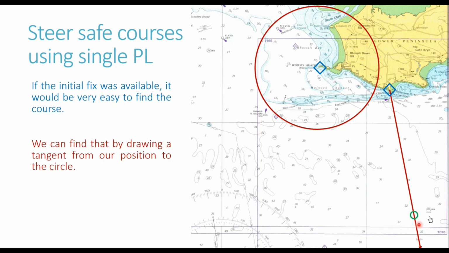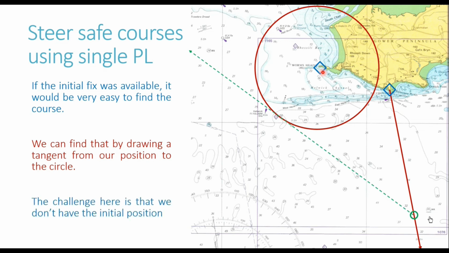Let's assume we are given an initial fix. You can see the position marked here on the chart. We are given an initial position. Now, if you want to pass a certain safe distance from the worm's head point, it is very easy. You have to just draw a tangent from this particular position to this safe distance circle. And you know this is the course which you need to maintain, and you will be passing with the required minimum safe distance from the worm's head point.